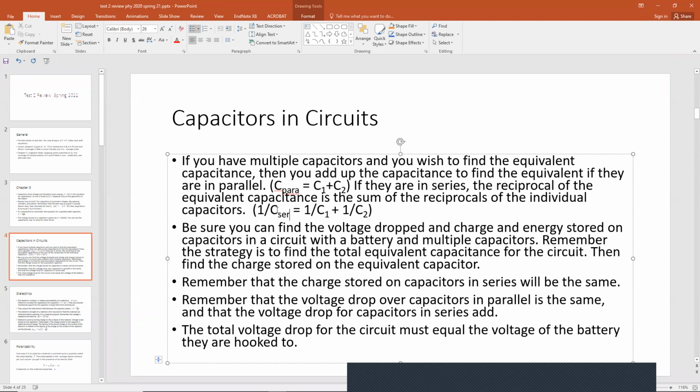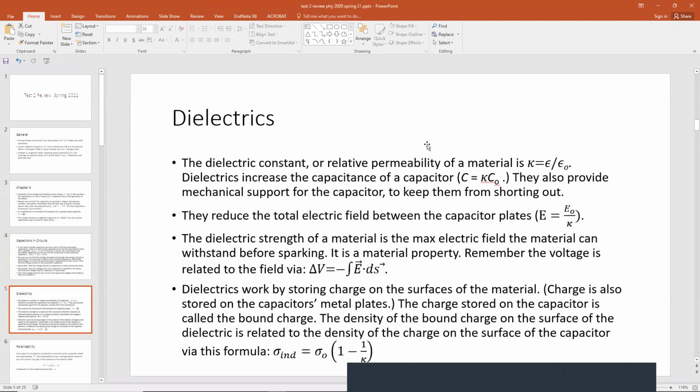And then remember that C is equal to Q over delta V, so if you have either the charge or the voltage, then you have the other. And then with one of those two things and the capacitance of the circuit or capacitor, you can also find the energy stored on that capacitor. Okay, so just practice that. We did some example problems in class and some for homework.